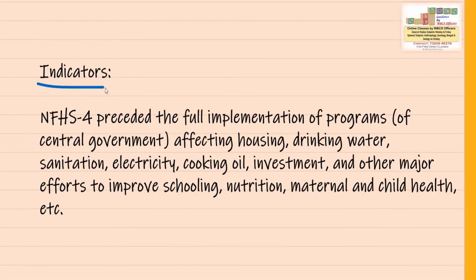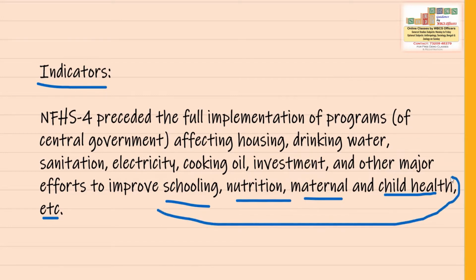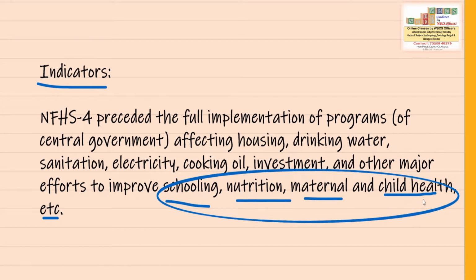The indicators which are used are further discussed over here. NFHS 4 preceded the full implementation of programs of the central government affecting housing, drinking water, sanitation, electricity, cooking fuel, investment and other major efforts to improve schooling, nutrition, maternal and child health. So these are the basic criteria, and the basic aim is to improve the yardsticks measuring these parameters: schooling, nutrition, maternal and child health.